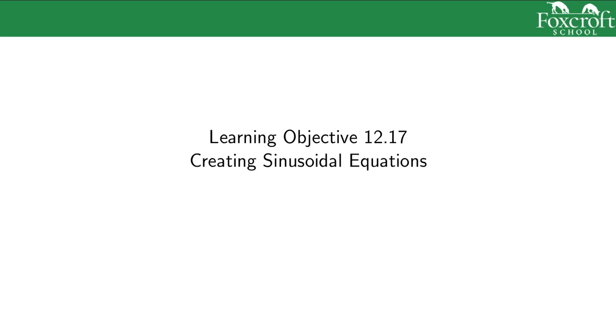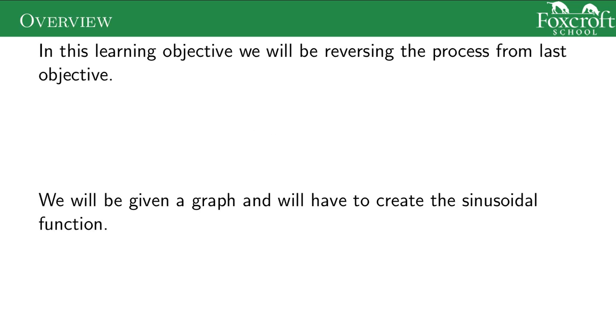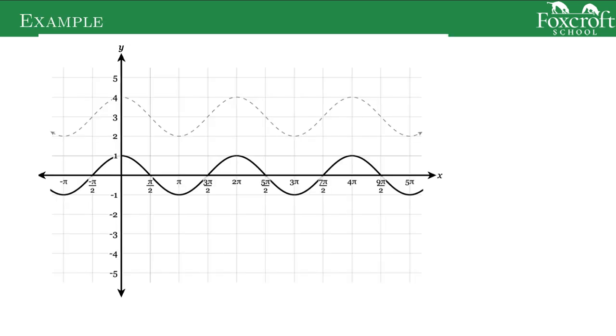In this learning objective, we're just going to do the previous learning objective, but in reverse. We'll be given the graph, and they want us to create the equation of the sinusoidal function. So here's the example. This is the way it's going to look on Delta Math when you have to do it.